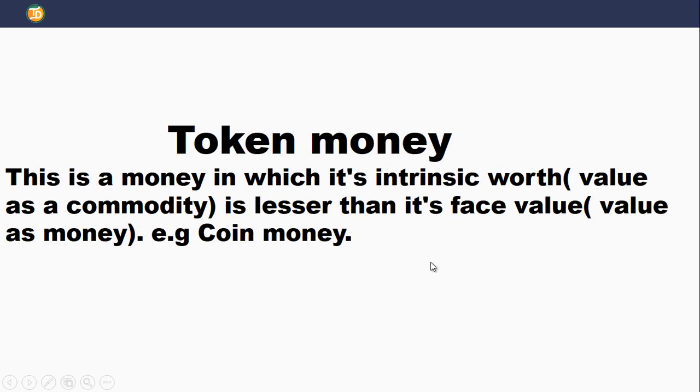Let's look at the other type of money, which is token money. Token money is that money in which its intrinsic worth, which is value as a commodity, is lesser than its value as money or face value. An example of that is coin money.